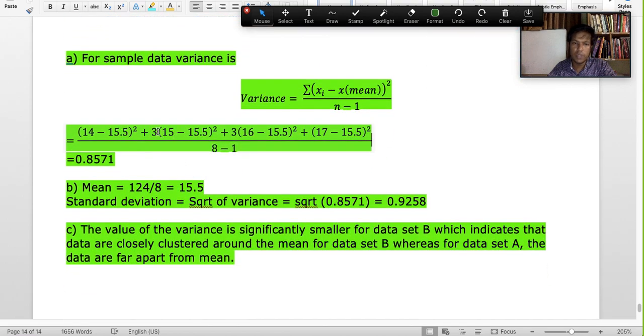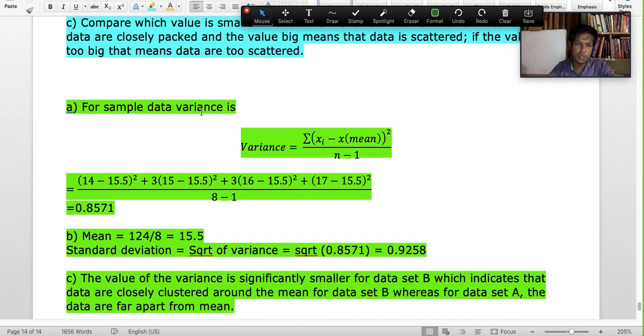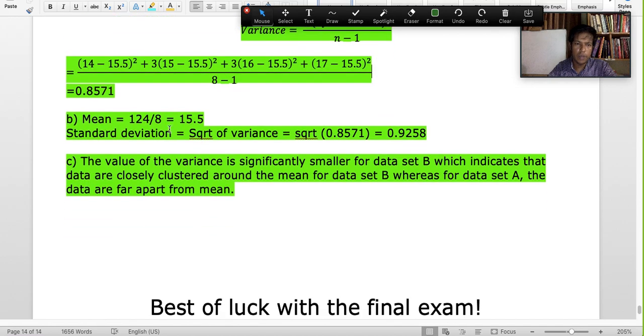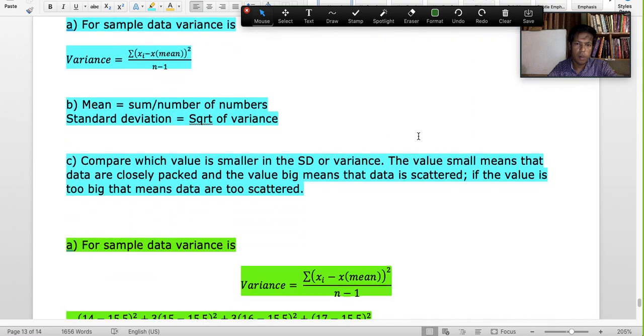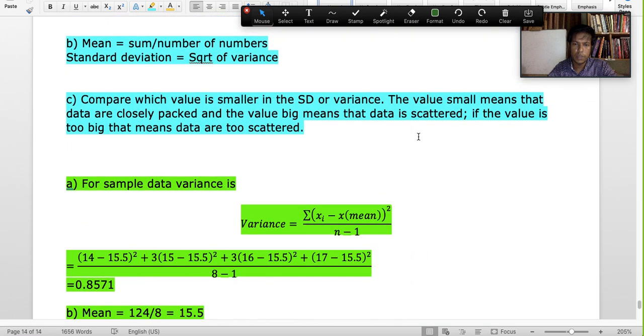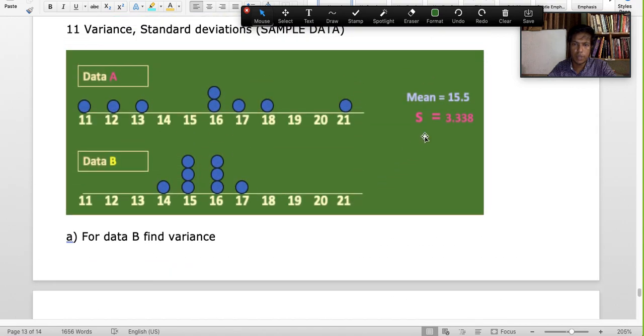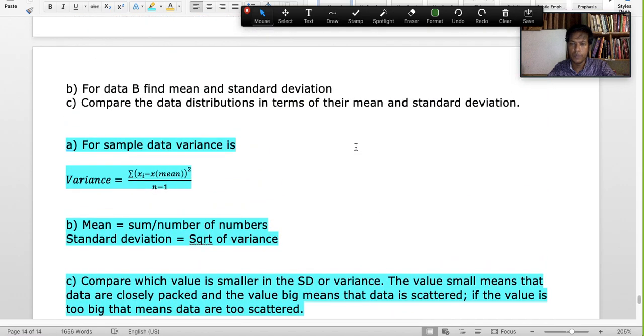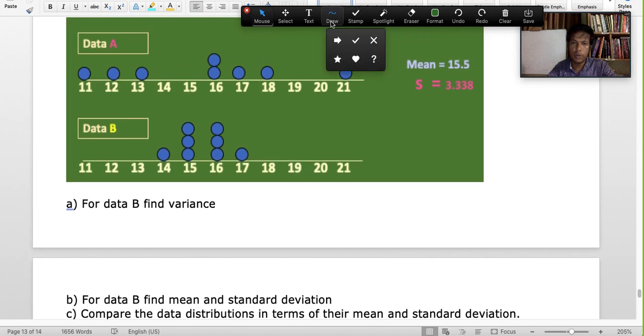whole square, then 3 into, that means this number comes 3 times, this number also comes 3 times, that's why 3 into, then 17 minus this whole square, then we just do the calculation. This is the variance. And then to find out the standard deviation, we will have to take the square root of the variance, then we'll get the standard deviation. So we have standard deviation and variance both. You see this one's standard deviation is 0.92, and this data's standard deviation is 3.33.